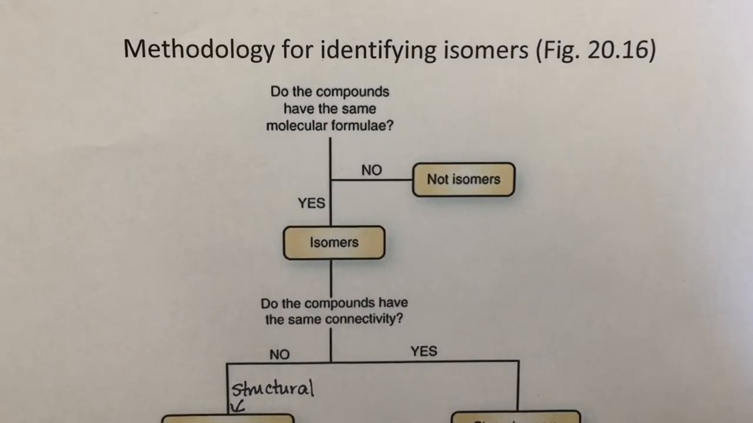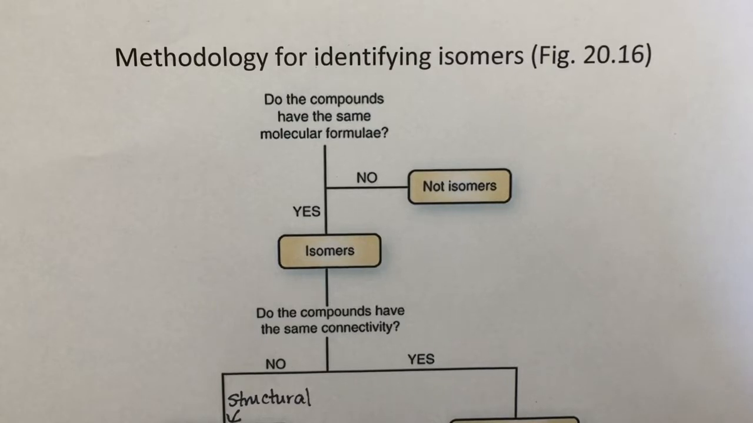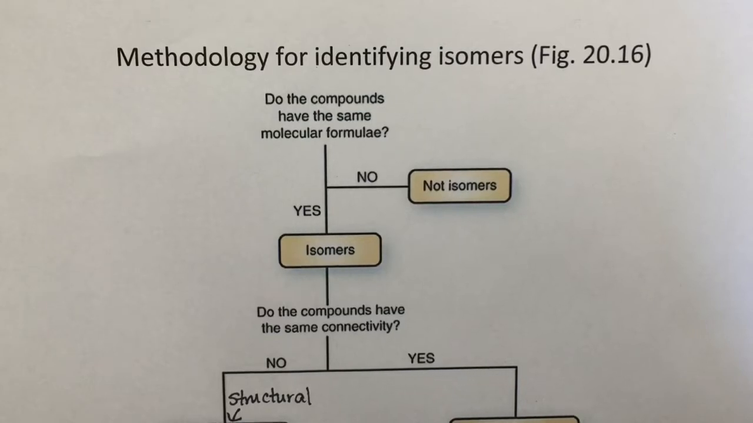Just click on that link and it will open up, and it's just right there. So the definition of an isomer is a molecule with the same molecular formula as another molecule, but with a different chemical structure. So you're looking at two compounds and asking this question, do they have the same molecular formula?